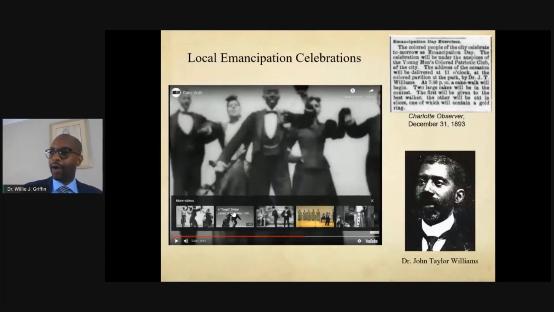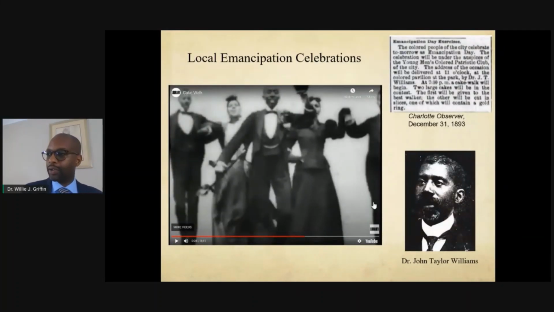So you can see here just how important dress was to them. They dressed in their best tuxedos and gowns, and they exaggerated their movements just to show that they had adopted what was really considered American culture. And so they wanted to show that they were assimilating and that they were now free.